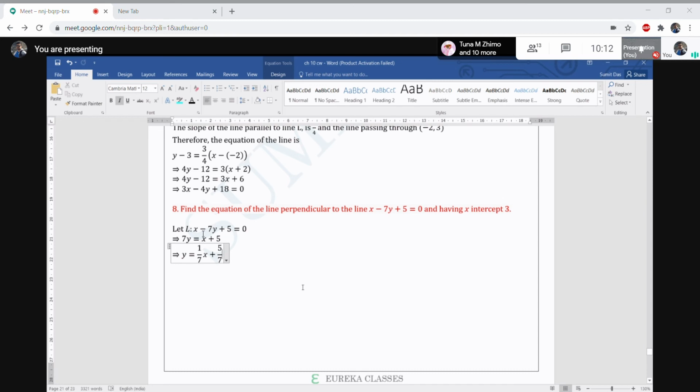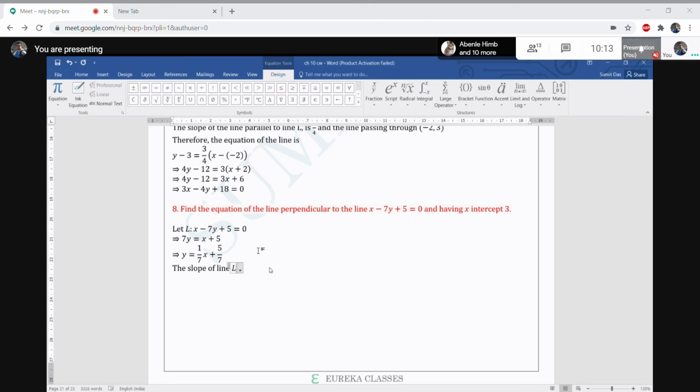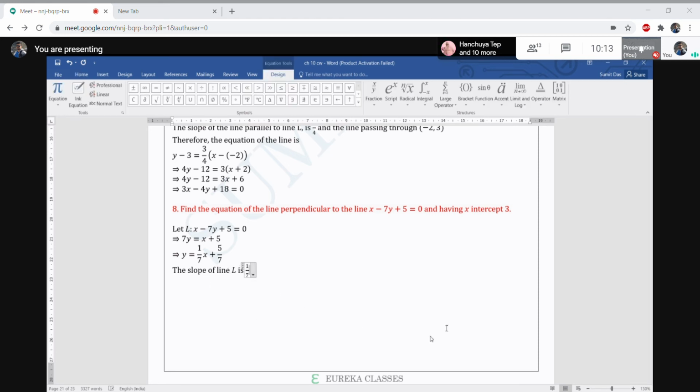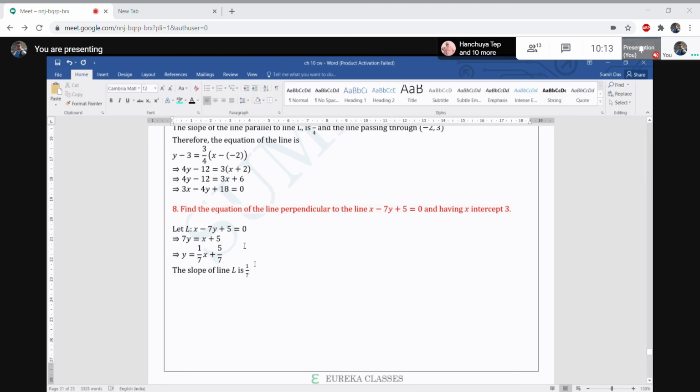Okay, what will be the slope of this line? The slope of line L is 1 by 7. Is 1 by 7, right?